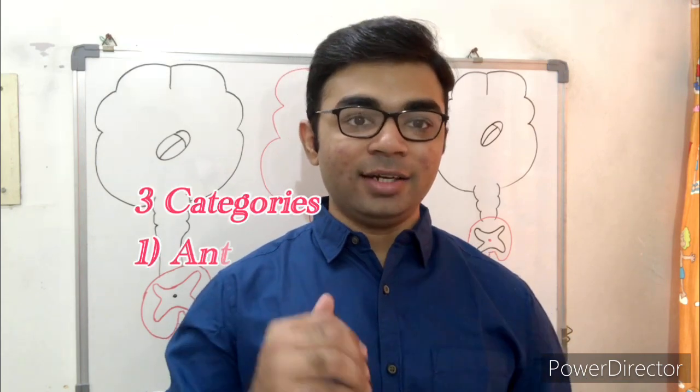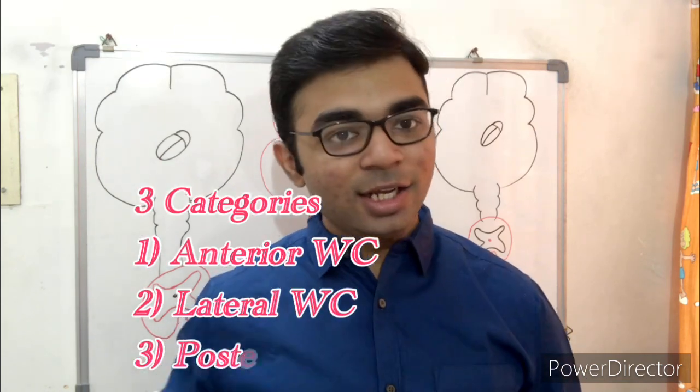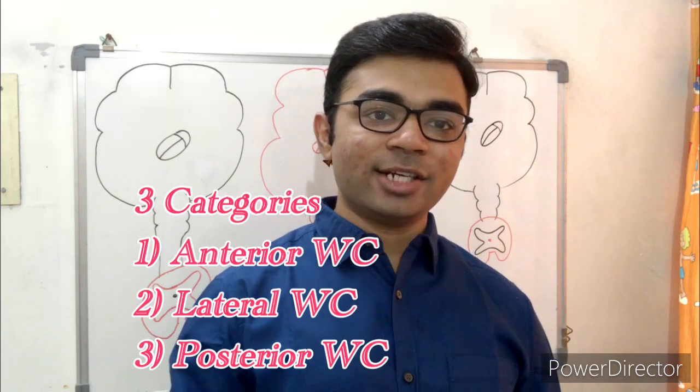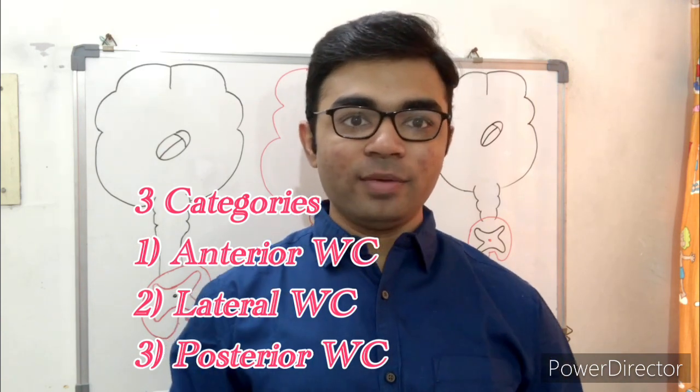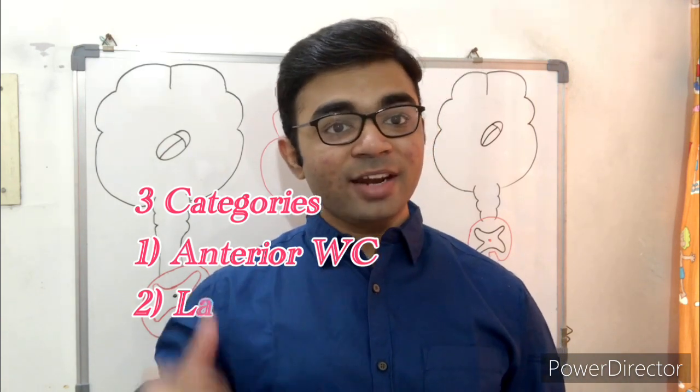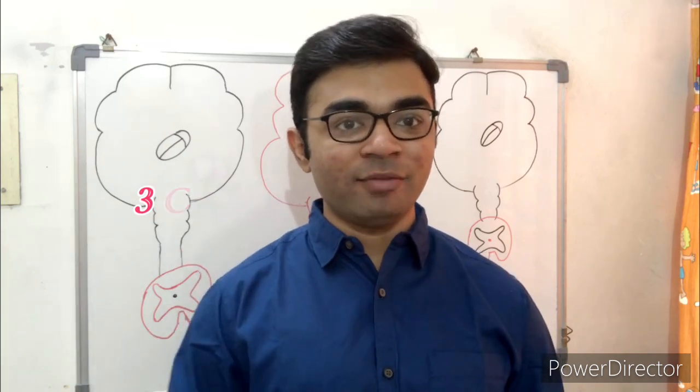First is the tracts which are present in the anterior white column. Second, the tracts which are present in the lateral white column. And the third one, tracts which are present in the posterior white column.